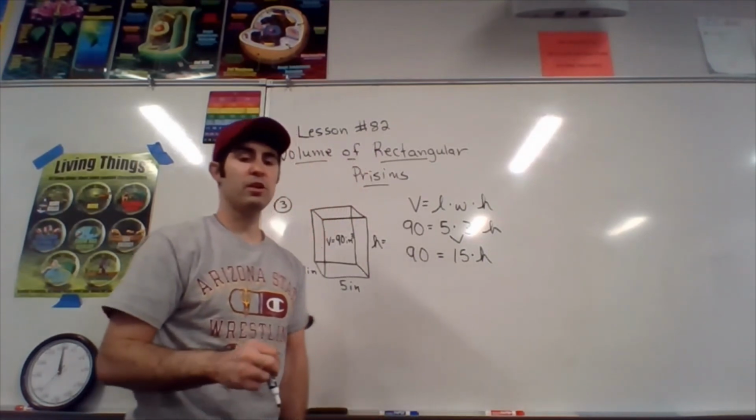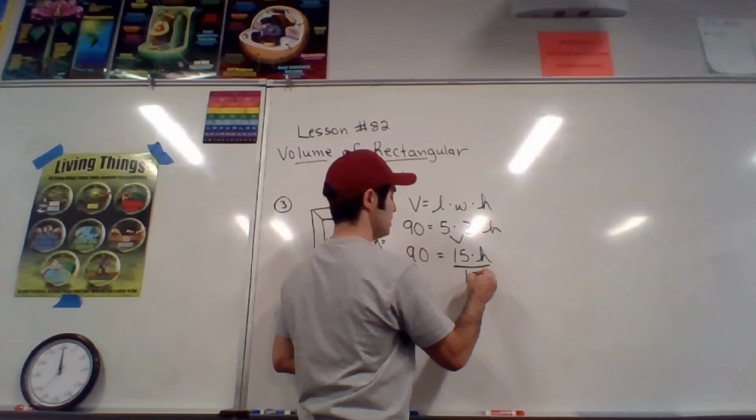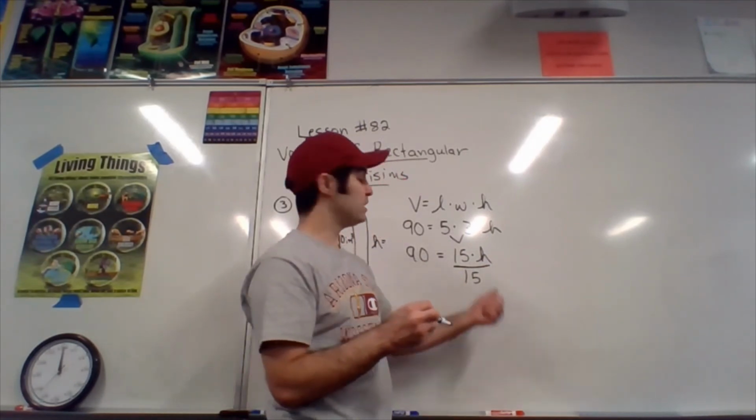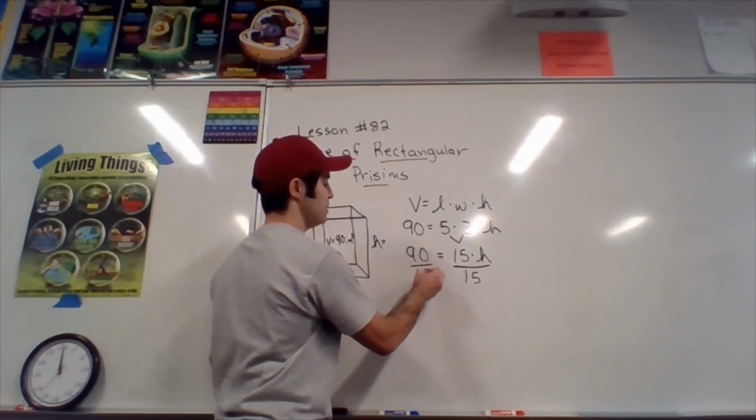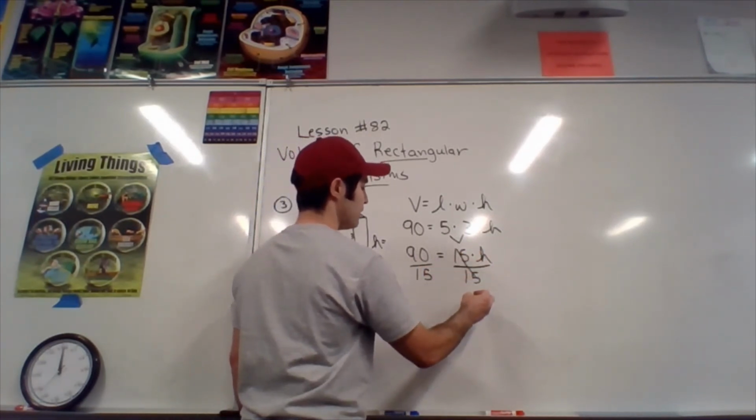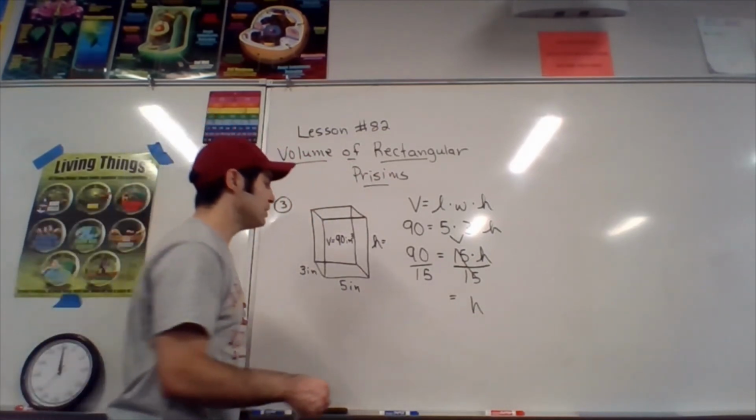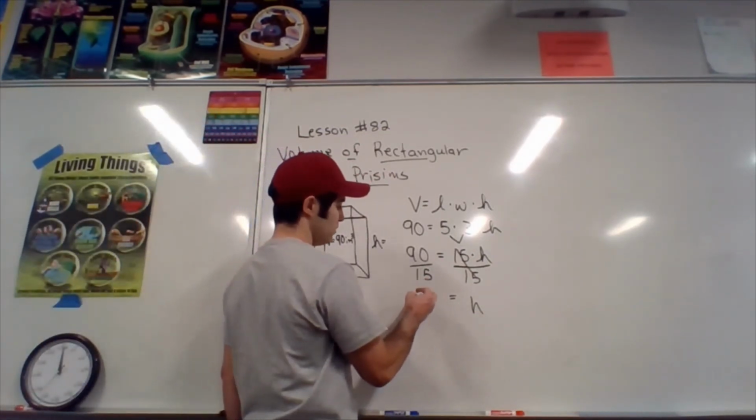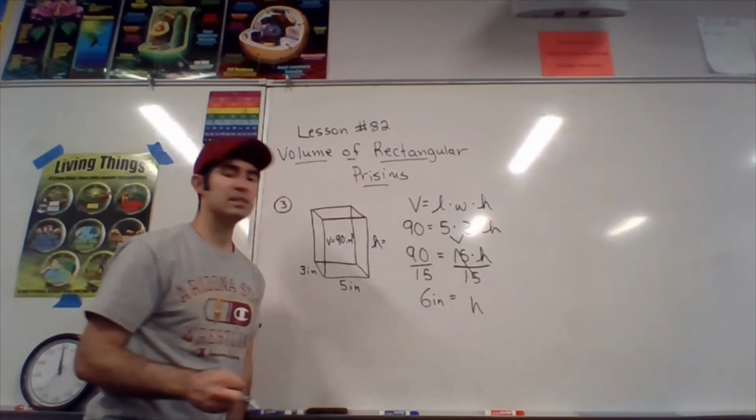Okay, what side do we start on? The side with a variable. What's opposite multiplying 15? Dividing by 15. You divide this side by 15, what do you have to do to this side? Good, divide that side by 15. The 15's cancel out, so we know our height is going to be equal to 90 divided by 15, which is 6. So we know that our height is 6 inches.